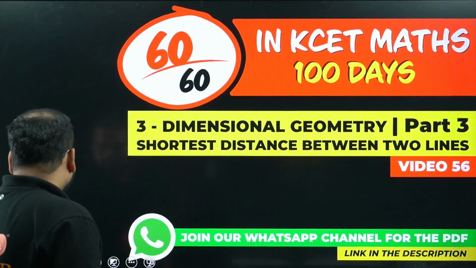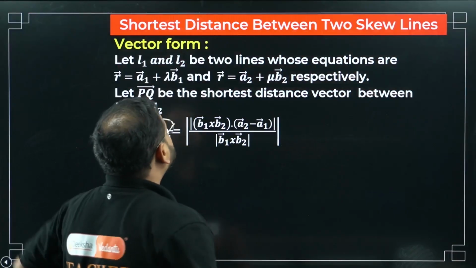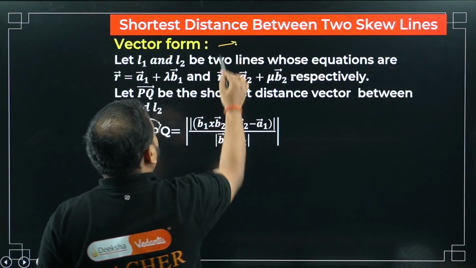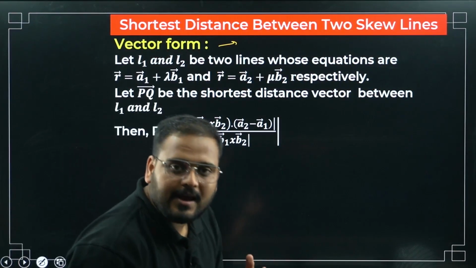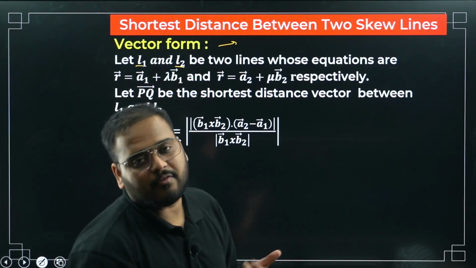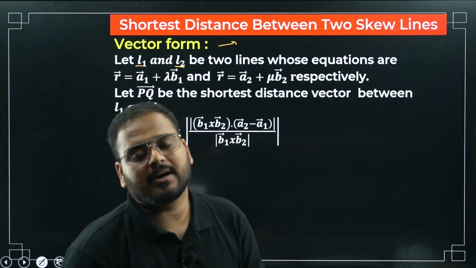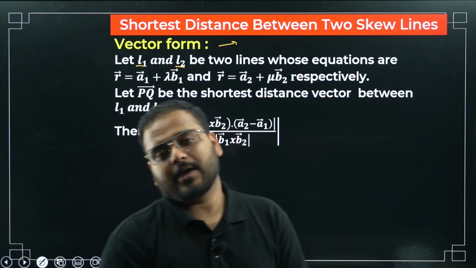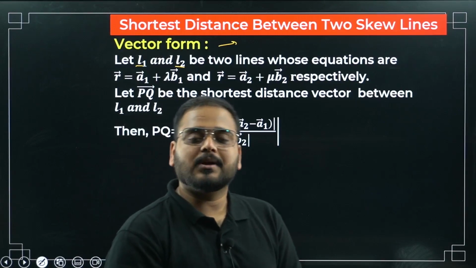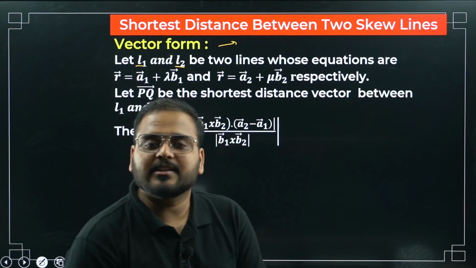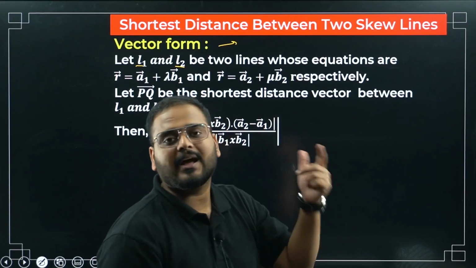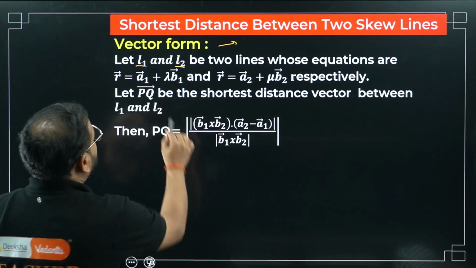So moving on, have a look. Shortest distance between two skew lines. In the vector form, if I have the two lines given as L1 and L2, where the vector form of the line L1 is given by r equals a1 plus lambda b1, and for L2 we have a2 plus mu b2. That's how we write lines in vector form, where b1 and b2 are the direction vectors for L1 and L2. Great, so that is given.